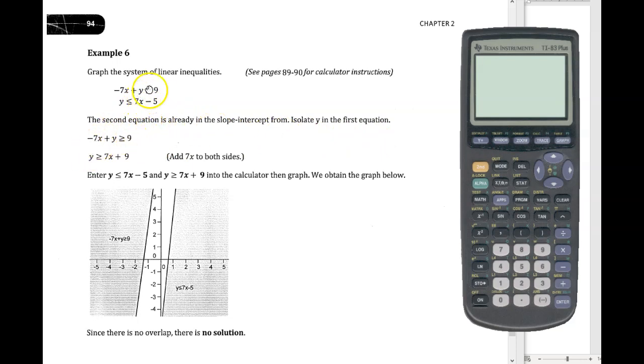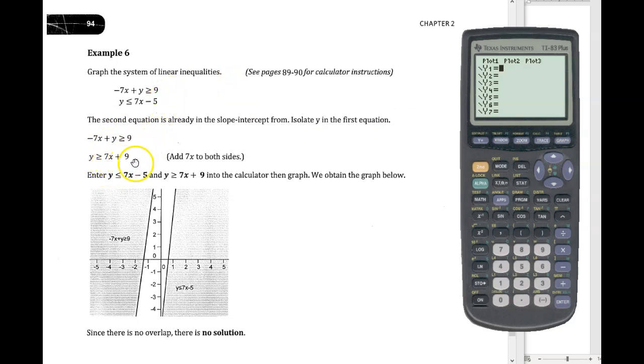So let's look at the first one. In order to get that in slope-intercept form, we're going to add 7x to both sides. So we have y is greater than or equal to 7x plus 9. So now we have the first inequality ready to go. The second one was already ready to go. So now we're going to put them into the calculator. So I'm going to select y equals. Let me clear those old inequalities. And let's enter the first inequality.